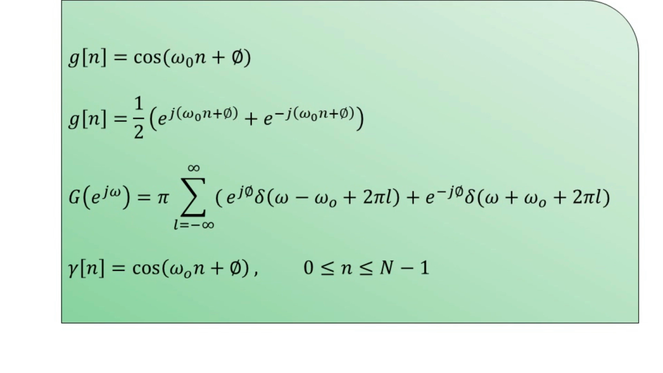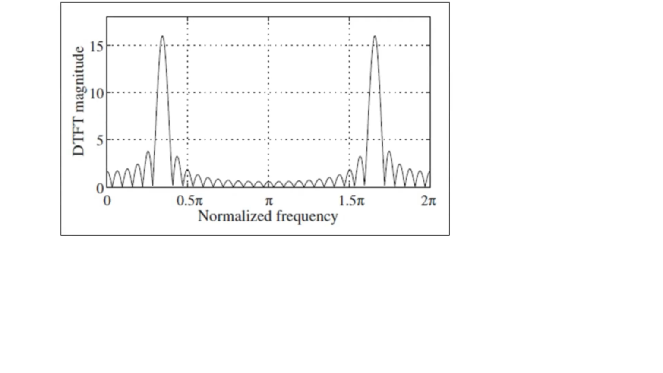The phenomenon of the spread of energy from a single frequency to many DFT frequency locations is also called leakage. So for better understanding, let us see the illustration of Fourier transformation of a sinusoidal signal that is windowed by a rectangular window. So here you see the illustration. On the horizontal axis we have normalized frequency values. We can see the markings 0, 0.5 pi, pi, 1.5 pi, then 2 pi, whereas on the vertical axis we can see the DTFT magnitude here.